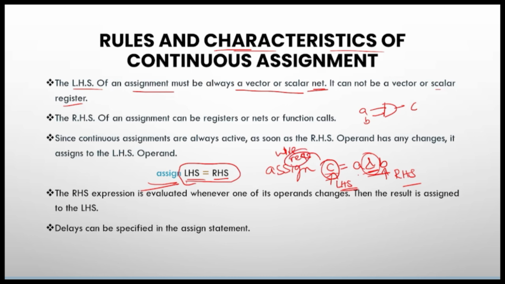The RHS can be of any data type, but the LHS should only be wire data type but not reg data type. Why that is so, I have explained clearly while explaining the data flow modeling. You can go there and check it out. So that is one condition. RHS can be of any registers or net or any data type, but LHS should always be wire. So when you are using the assign keyword, as soon as the logic like A and B operation is done, the output is immediately assigned to C.